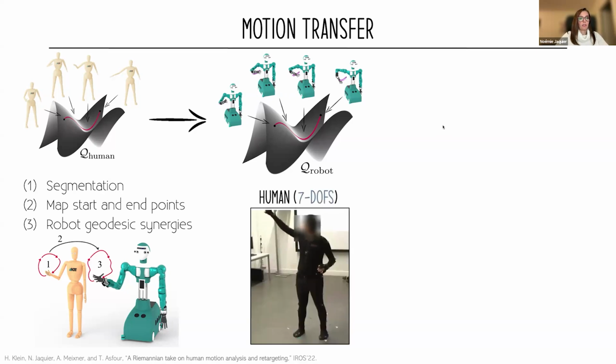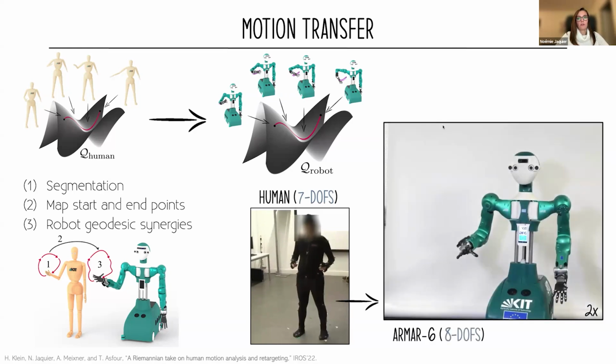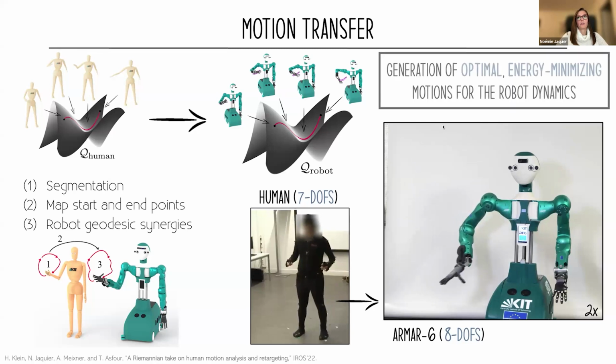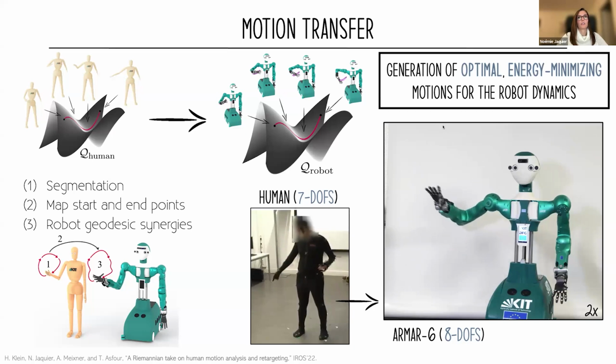So here is an example. We have here the same human motion that I showed you before. And then we transfer this motion to our Armar 6 robot at KIT. Here we observe that the motion is reproduced by the robot, that the trajectory overall looks like the trajectory that the human demonstrated, but the robot generates a motion that is optimal for its own dynamics. It's energy minimizing for its own dynamics. So we are able to transfer the main characteristics of the motion, but we have a motion that is optimal for the robot at hand.